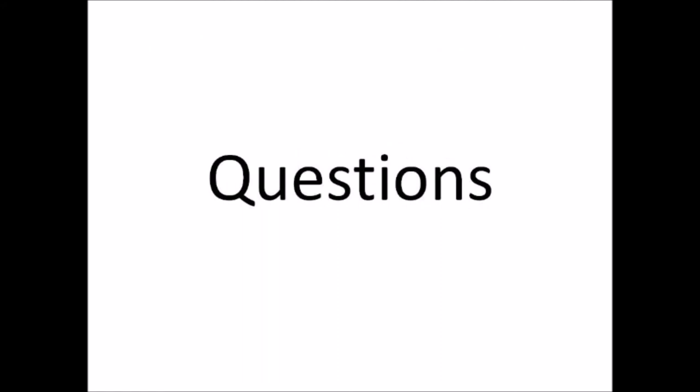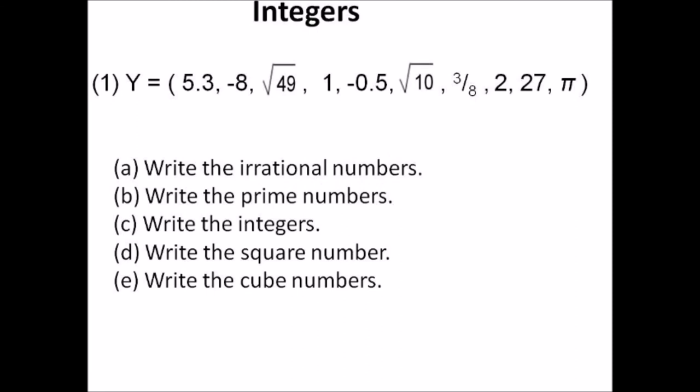Now remember, I will give you the questions, then you work fast, and here we go. Number one, integers. First thing, you need to be able to write irrational numbers, prime numbers, integers, square numbers, cube numbers. Okay, so find those numbers and write them for me. Remember, if I say irrational numbers, it'd be more than one. If I say square number, then it's only one square number. So write these numbers first. Let's go. Let's see if you can get this done.